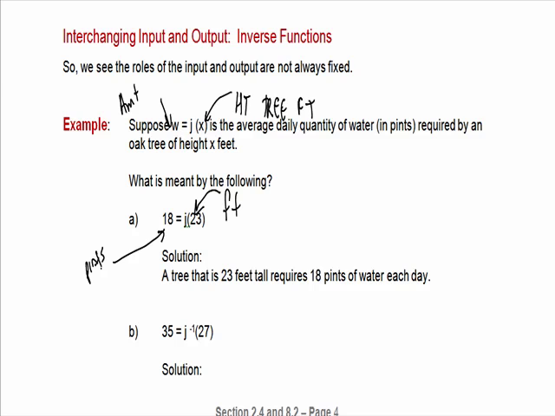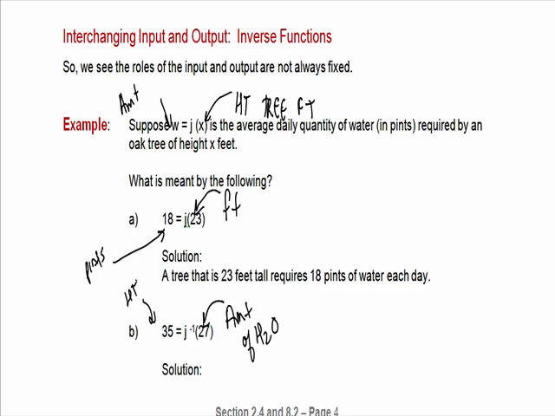Now look at the inverse situation. I have 35 is J inverse at 27. When we look at the inverse, this tells us that the domain and range have now reversed. So this 27 is no longer the height of the tree in feet. This is actually now the amount of water, and the 35 is now the height.